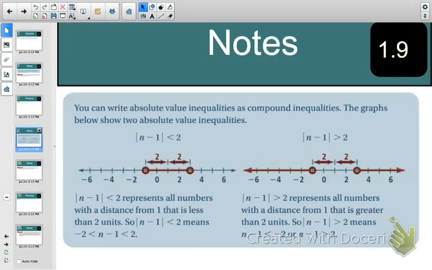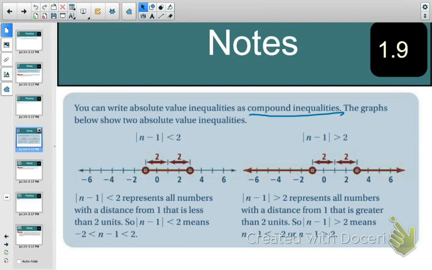We're back, ready to talk about more absolute value stuff. So we're going to finish 1.9 today and look at some absolute value inequalities. And it'll be a great time. Hopefully you're excited. It says you can write absolute value inequalities as compound inequalities, and we talked about this in the last section. This is when you have two inequalities, basically.